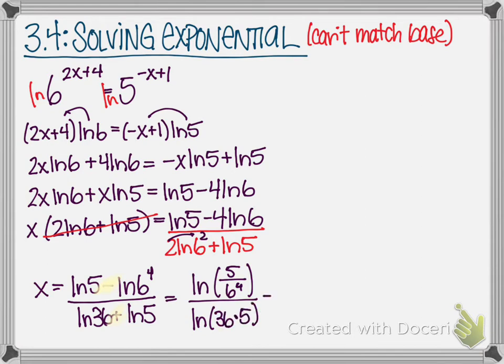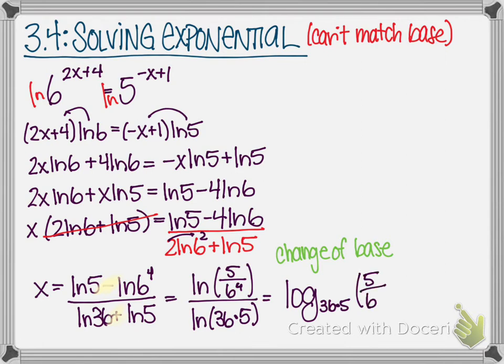times 5, and then using change of base, I can write this as one logarithm. So my denominator, 36 times 5, would be my base. And you can multiply that out, but I don't have a calculator on me, so I'm just going to leave it. And my argument would be 5 divided by 6 to the 4th. And again, we can leave it just like that. So this is one logarithm as our answer.